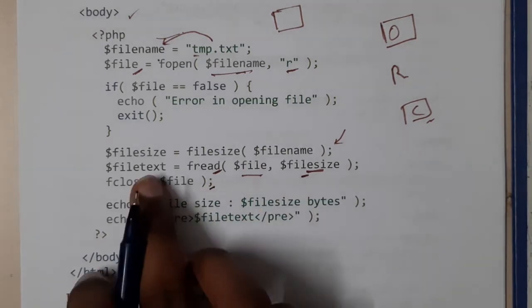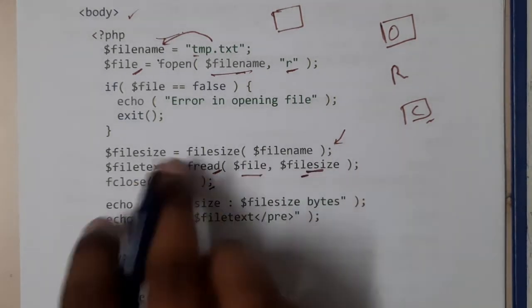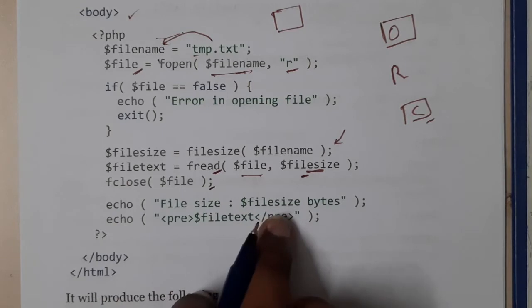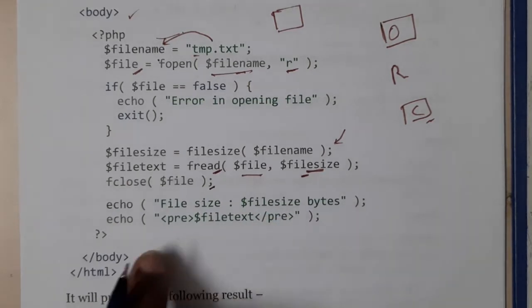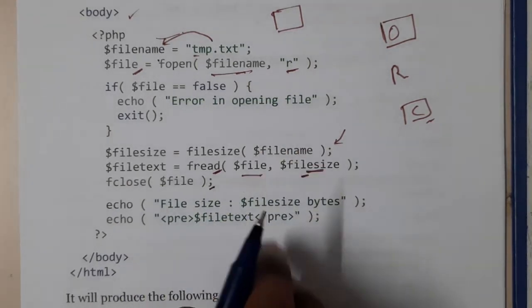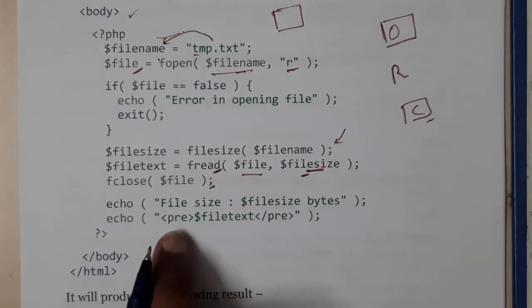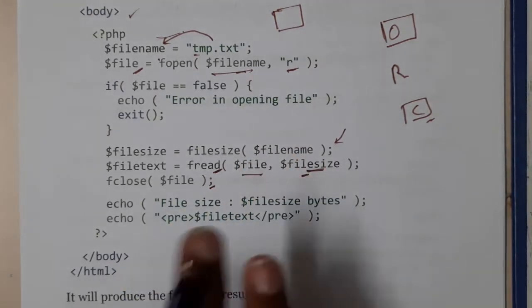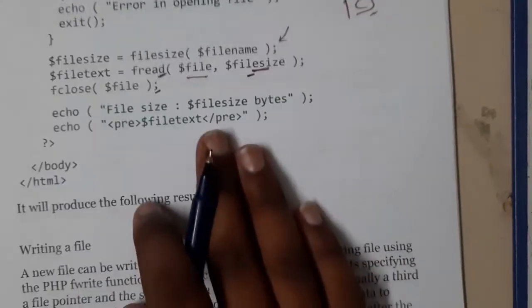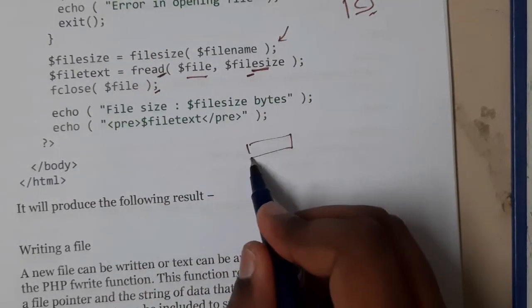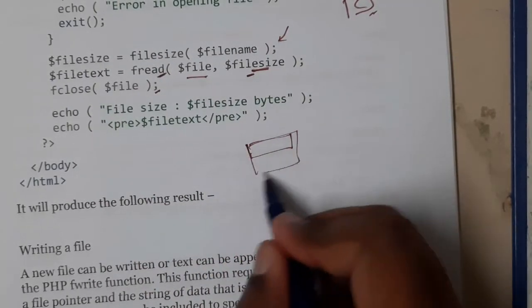So you stored the whole text in file text, so it is already stored in here, and you can just print the size here in bytes. Similarly you can print the whole data here. The pre tag is used just to print in the exact way how it is inside the file. Assume in the file you wrote a letter, so the letter format will be in this way, right?